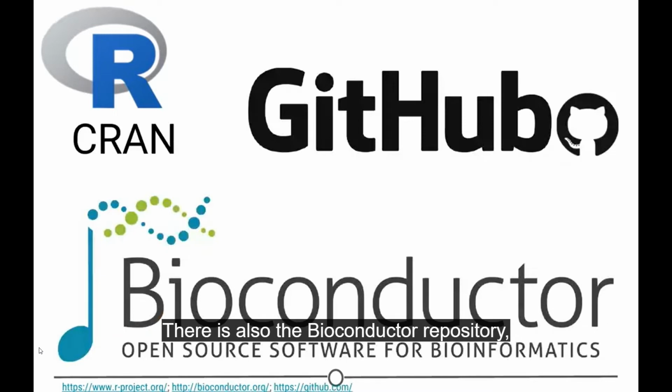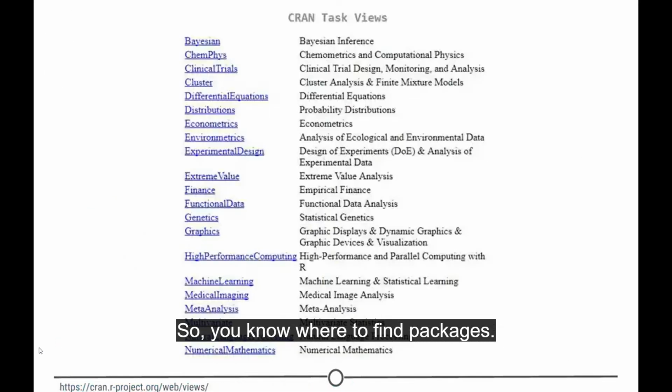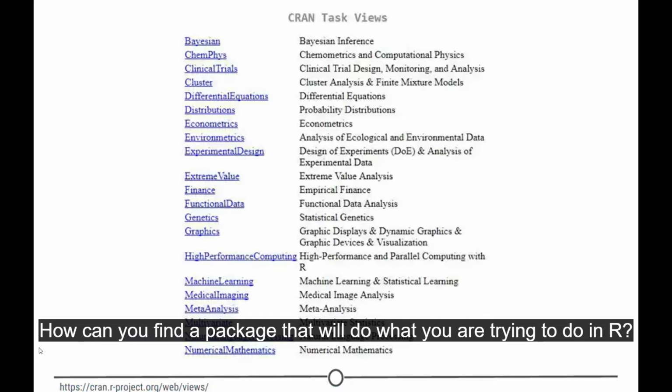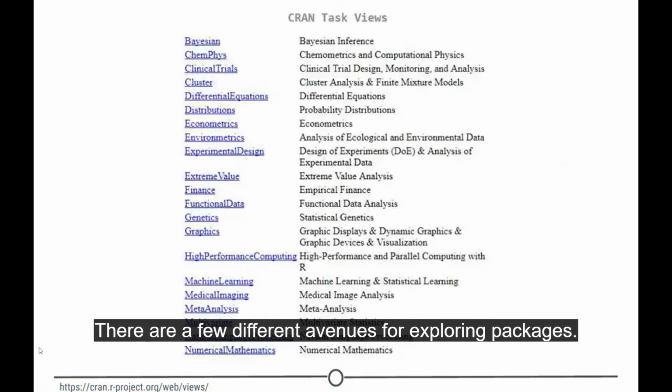There is also the Bioconductor repository, which is mainly for bioinformatic-focused packages. And finally there is GitHub, a very popular, open-source repository that is not R-specific, so you know where to find packages. But there are so many of them, how can you find a package that will do what you're trying to do in R? There are a few different avenues for exploring packages.